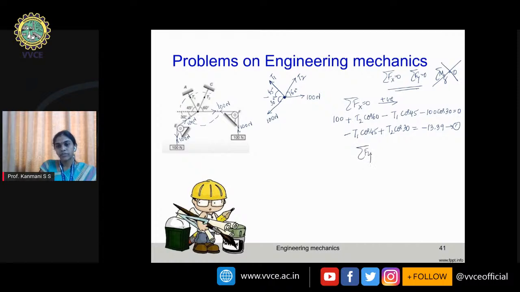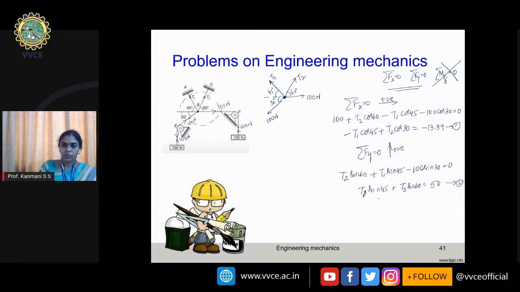And then you have summation Fy equal to 0. Upward force is treated as positive. If you take that, I can write here, see, the vertical component of 100 Newton will become 0. The vertical component of T2 will become plus T2 sin 60. This will become plus T1 sin 45. And the last one is minus 100 sin 30 equal to 0. So T1 sin 45 plus T2 sin 60 is equal to 50. So 100 sin 30 is 50. I'll call this equation 2.